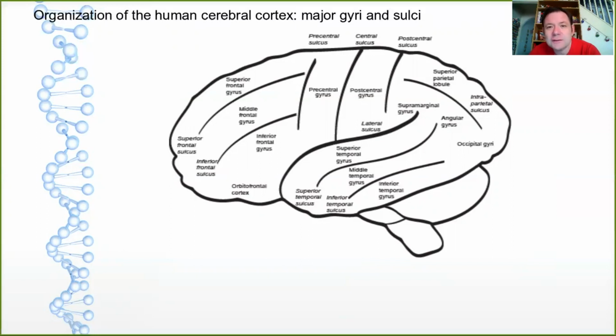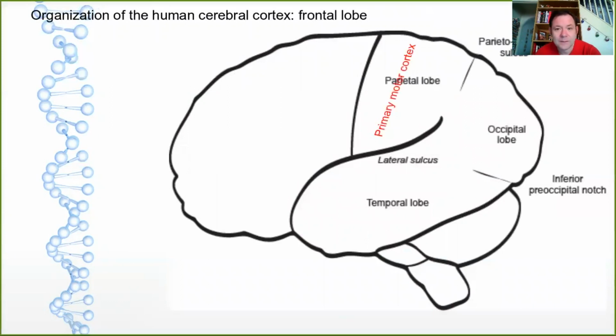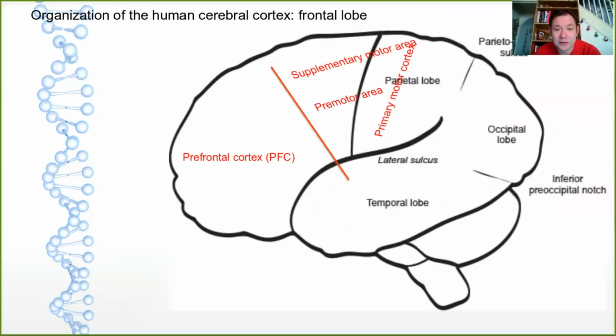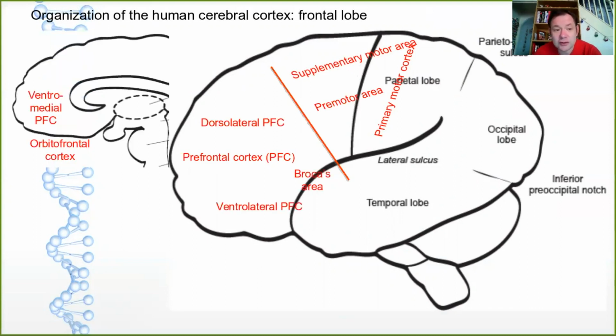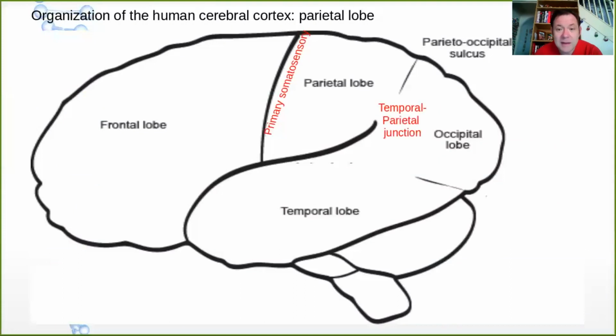So we have lots of different substructures of the brain, and these substructures talk to each other. They integrate information together to form our behaviors. There are many, many different structures and junctions. The junctions between different lobes of the brain are quite interesting areas because that tends to be where a lot of information is linked together.